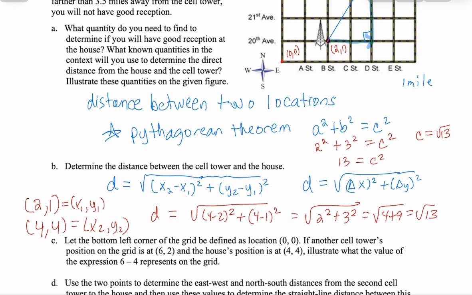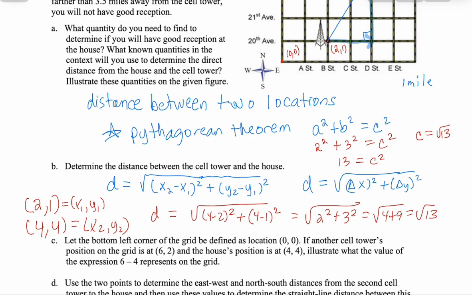Now, here's the thing. If I told you that the distance between me and the cell phone tower is square root of 13, that doesn't tell you much. Now, think about numbers we do know the square root of. The square root of 9 is 3. The square root of 16 is 4. So it is 3 point something. I would say it's probably a little closer to the 4 than it is the 3.